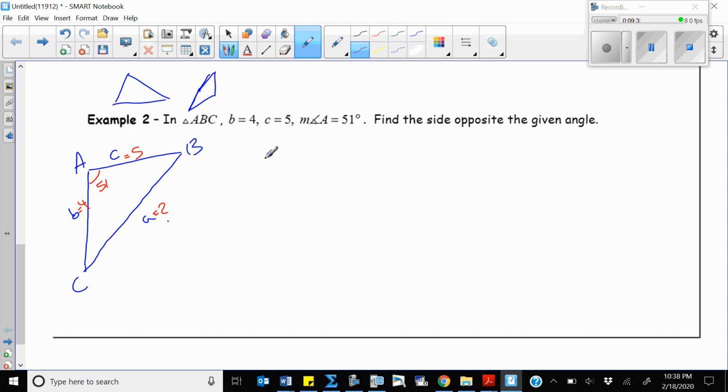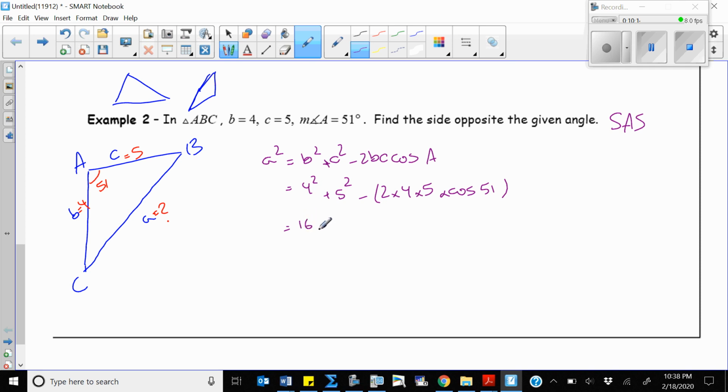Okay, so I'm going to use the law of cosines again. Why? Because it's side, angle, side given to us. So we have a side, angle, side case here. A squared equals B squared plus C squared minus 2BC cosine of angle A. B is 4 squared, C is 5 squared, minus 2 times 4 times 5 times cosine of 51. And put them in parentheses.